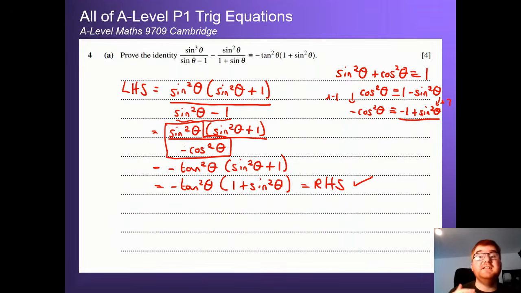So knowing these two identities, that sine over cos is tan and sine squared theta plus cos squared theta is 1, come up again and again and again. And to really get all the marks on these questions, you need to know them and to be able to apply them in unfamiliar situations.